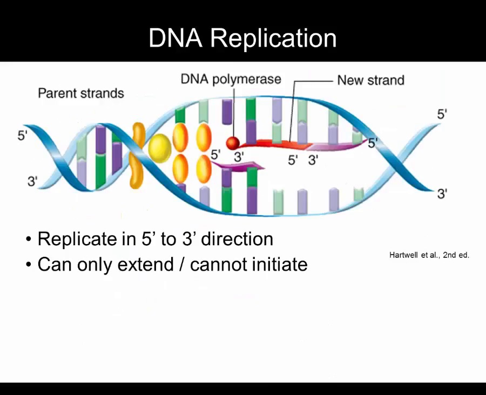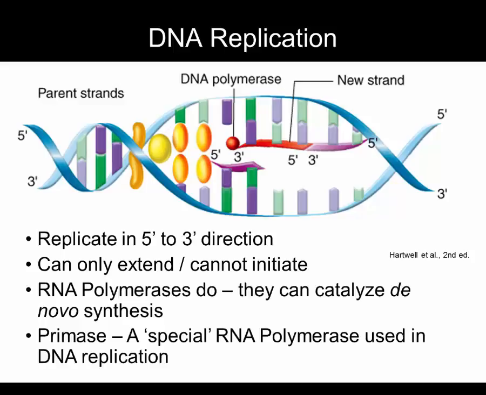Since DNA polymerase can only add dNTPs to existing 3' hydroxyls, it can extend a DNA chain, but not start a new one. So how does the new chain begin? Well, RNA polymerases can synthesize RNA strands without a pre-existing 3' hydroxyl. So a special RNA polymerase called a primase creates a short RNA chain, or primer, where synthesis begins. And DNA polymerase can use the 3' hydroxyl of the RNA primer to extend a DNA chain.